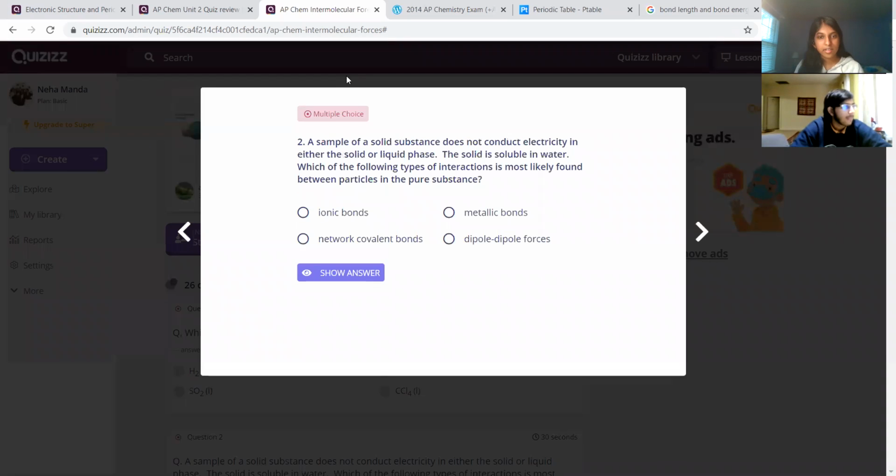Okay, and then a sample of a solid substance does not conduct electricity in either solid or liquid. So it is soluble in water. That would probably be something that's polar. So I think it would be dipole-dipole. Yeah, because water is very polar itself, and like dissolves like, so we know that it would probably dissolve a polar substance.